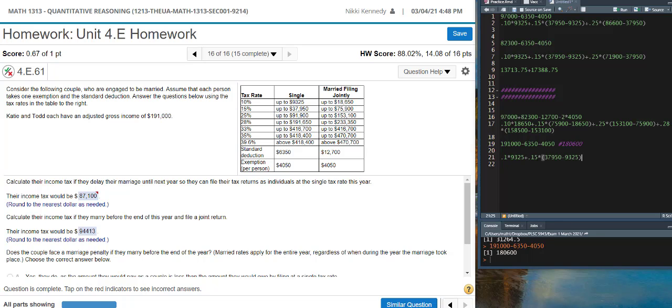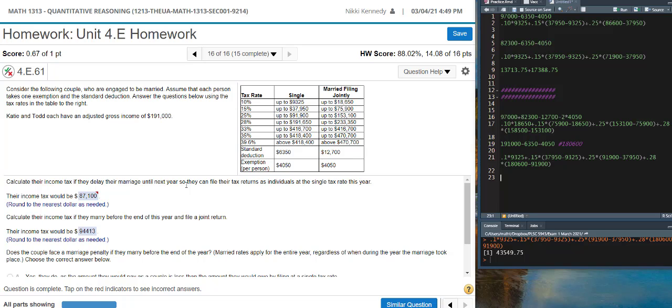But 10% of the first, 15%, 25% times the difference, because we haven't made it to their income yet, plus 28% times their taxable income, 180,600 minus the max of the previous interval, and that gives me 43,000. $43,550 when I round. What we're going to do before we answer this, though, is put that together for both Katie and Todd.